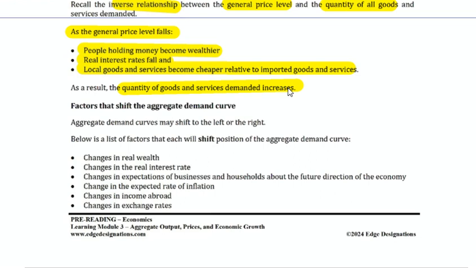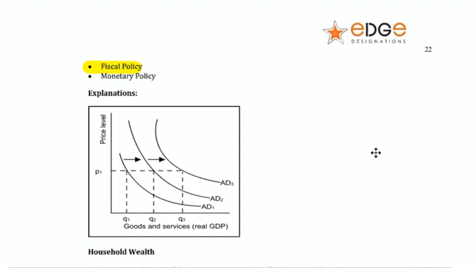What are some of the factors that will shift the aggregate demand curve? Remember, the aggregate demand curve can shift to the left or to the right. Some of the factors that would cause that: changes in real wealth, changes in the real interest rate, changes in expectations of businesses and households about the future direction of the economy, changes in the expected rate of inflation, changes in income abroad, changes in exchange rates. Over the page, changes in fiscal policy as well as changes in monetary policy.